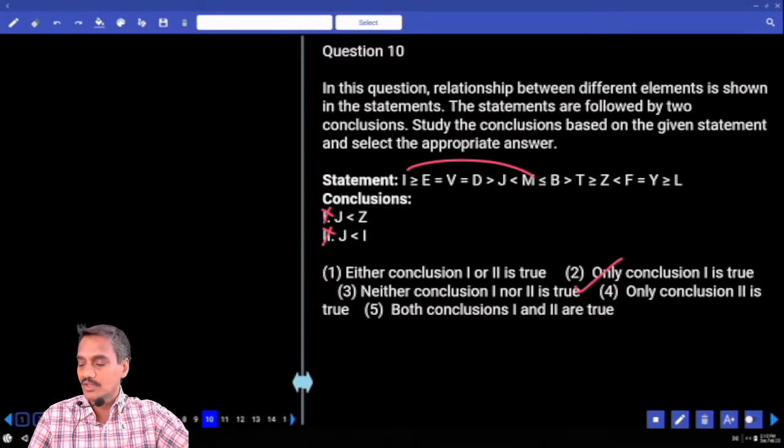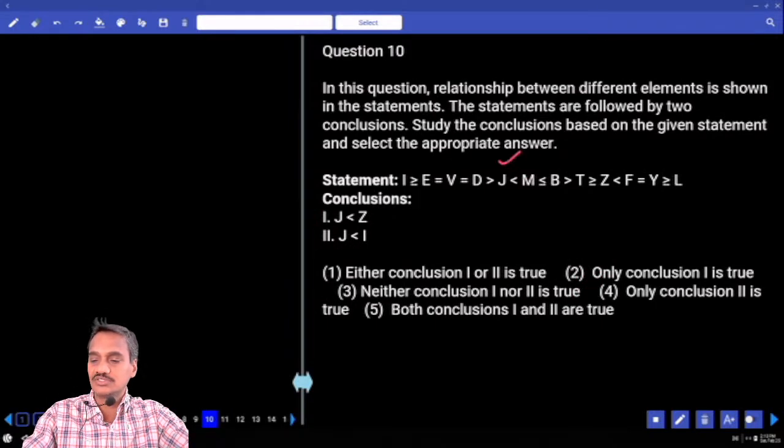Then coming to 10th one, J and Z. Now J and Z, J is here and Z is here.